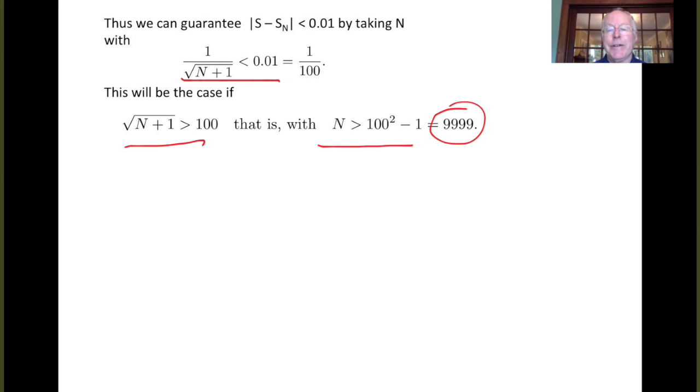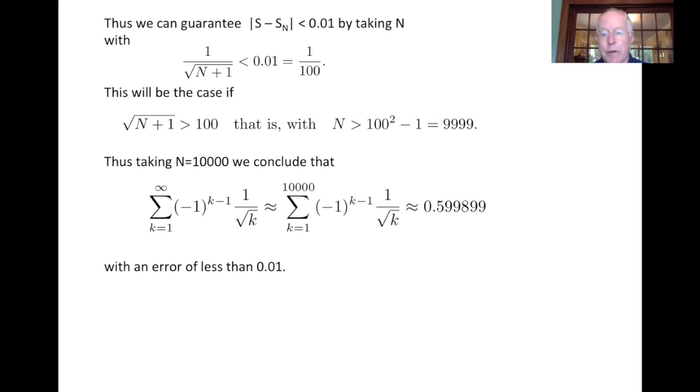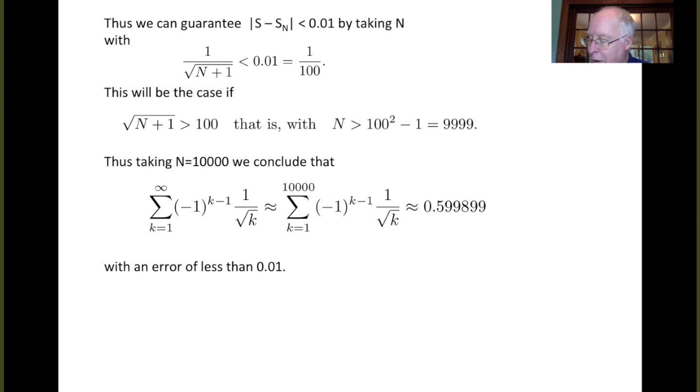So our conclusion is this. If we take n equal to 9,999, that is, take the sum of the first 9,999 terms of the series, the result is an estimate that is within 1/100th of the true sum of the series. So this series converges. We don't know what its sum is, but we now know that if we go out to, say, the 10,000th term, just a little bit further than this one, then the absolute value of the difference of these two numbers is less than 1/100th.